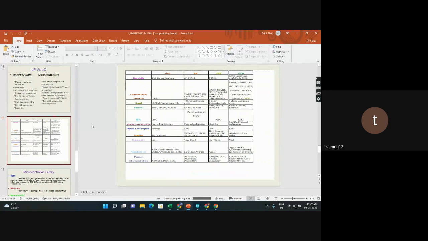For communication protocols, 8051 uses the UART protocol, and PIC uses UART and I2C protocols. In AVR there are UART, USART, SPI, I2C. Those protocols are available, and in ARM, UART, USART, I2C, SPI, USB, Ethernet. These protocols are available.